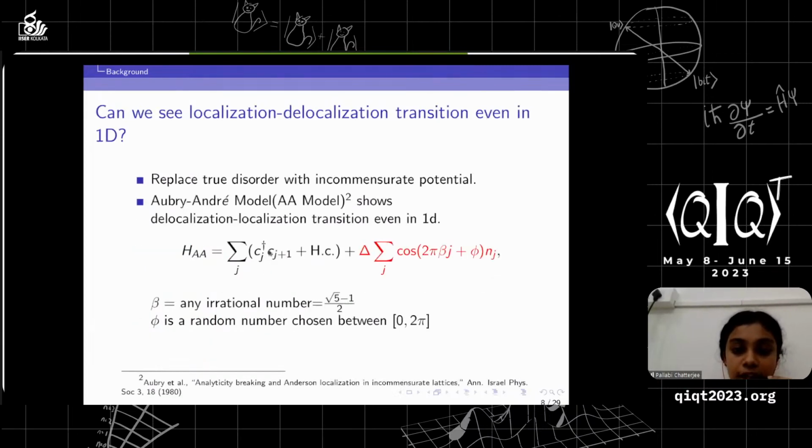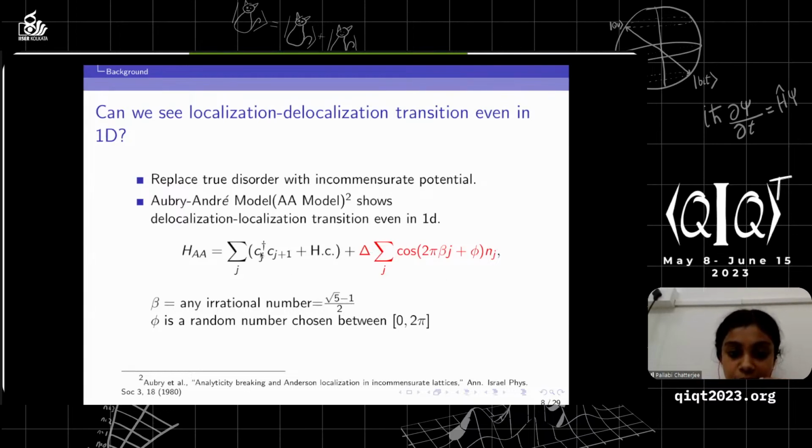Now, in 1D and 2D, for the Anderson case, we didn't see any localization to delocalization transition, because in presence of a tiny disorder, all the states are localized. So in 1D, if we want to see the localization-delocalization transition, one can use a different kind of model, which is called the Aubry-André model.